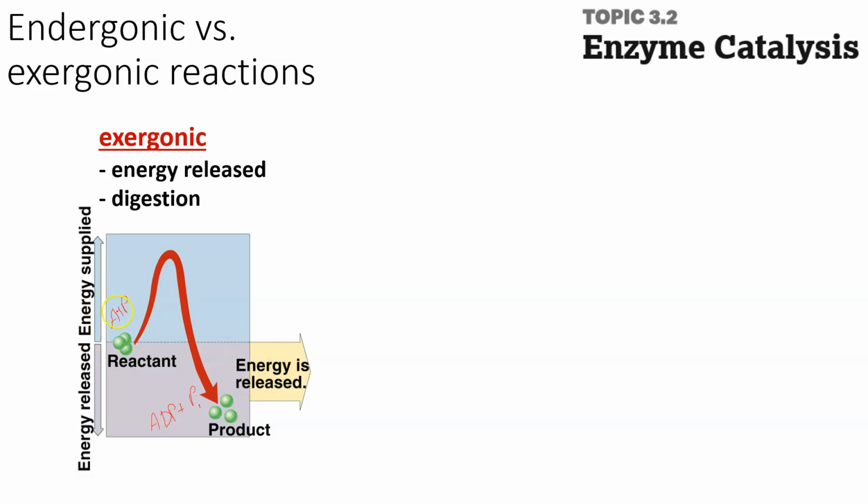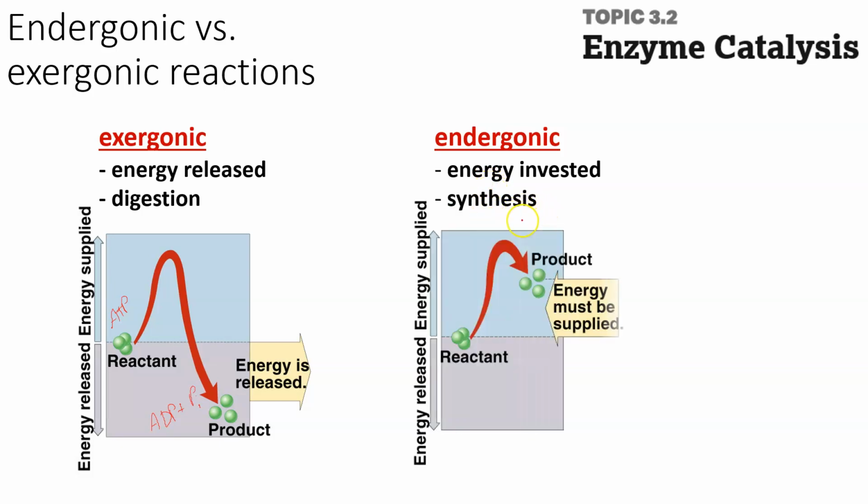This is how ATP works, right? You have an activation energy, and then you have a release. There's a release of energy when you release that phosphate, and it breaks down into its component products. That's an exergonic reaction. Endergonic reactions. Energy is invested. Energy is stored. You're going to find this in the synthesis of biomolecules.